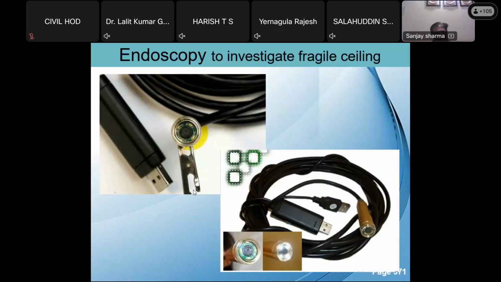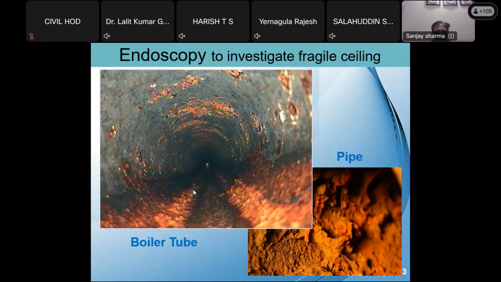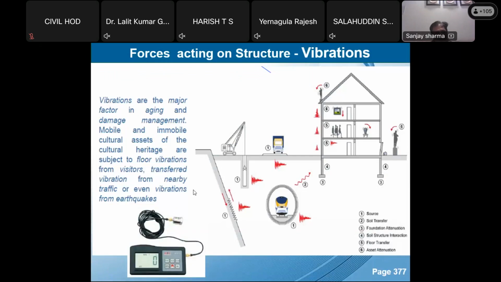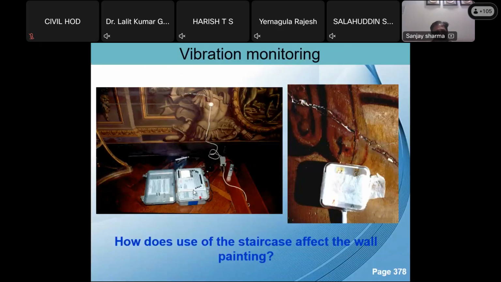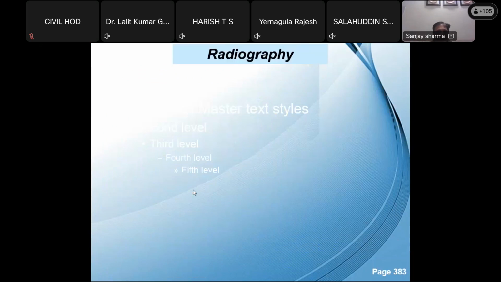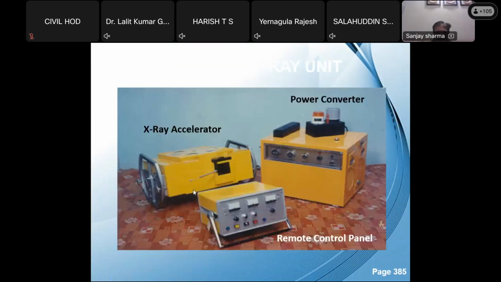Endoscopy, you put the camera because hidden parts are there. So there, how to get this endoscopy, you use this particular thing to get the data. So underwater inspection can be done. Then vibration also to be measured. So put the vibrators around that particular building and find out what is happening. And the moisture meter, again, we use this moisture meter and thermal camera for inspecting a timber building. Yes. Radiography is again not very commonly used.